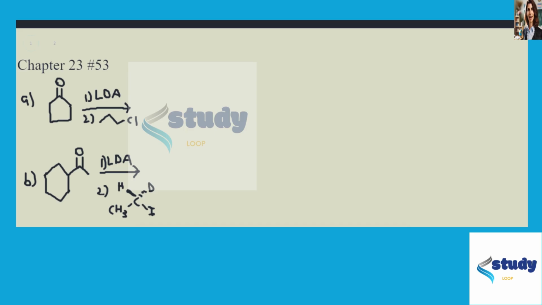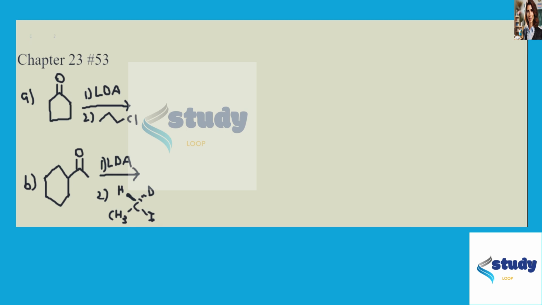This is the answer to Chapter 23, problem number 53 from the Smith Organic Chemistry textbook. This problem asks us to draw the products formed, including stereoisomers, in each reaction.